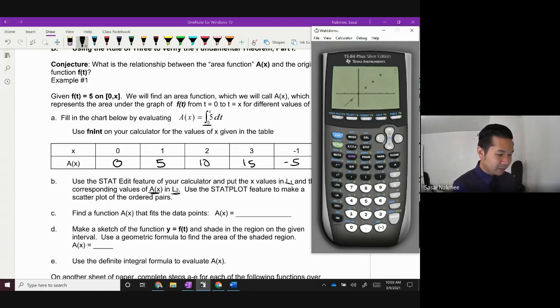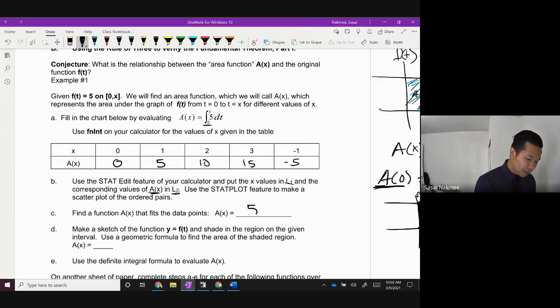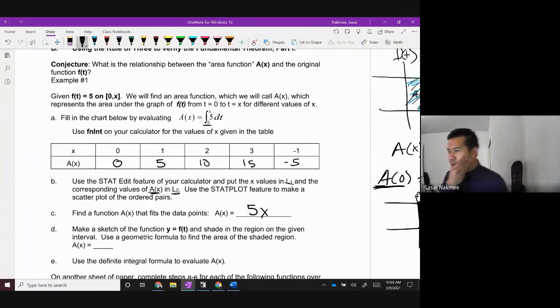5x. 5x looks like it's the function that hits it. So if our area function is defined to be the integral from 0 to x of 5 dt, but we also see that this area function can equal 5x. Can't it? Interesting stuff, no? Interesting stuff.